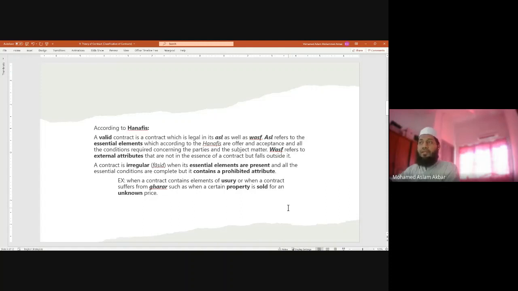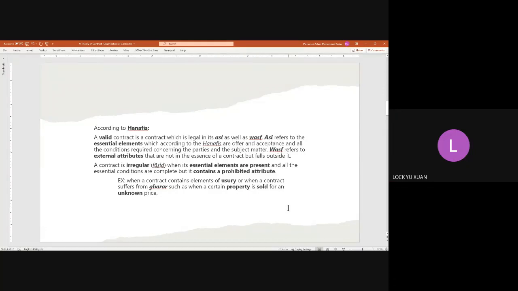Why do they want to say fasid? Because there is a possibility that you can actually alter or change this particular element. For example, you can take out the usury element and bring in the halal element. You can remove the unknown price element, and you can bring back the known price element, right? Something that you can bring back. That's why they call it a fasid contract. The fasid contract can become a sahih contract.